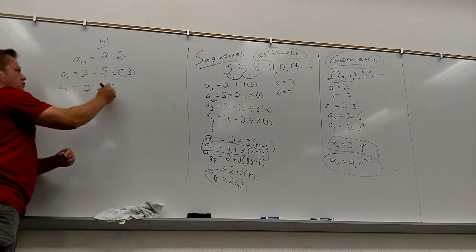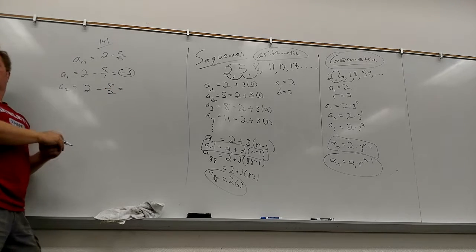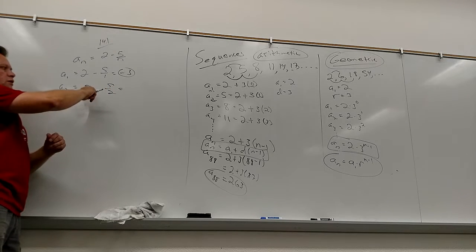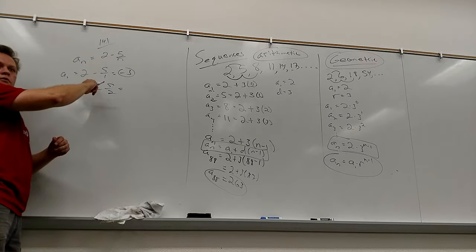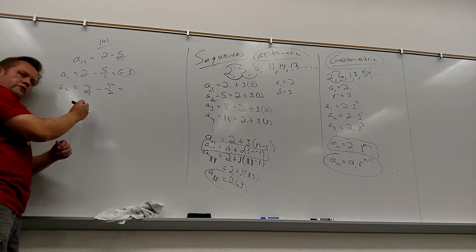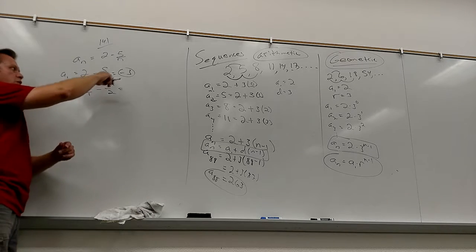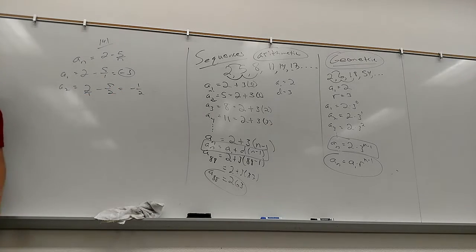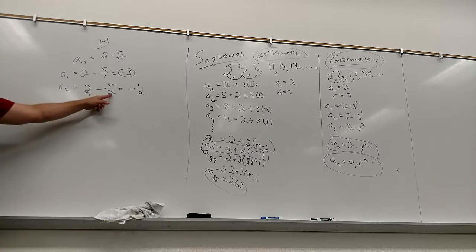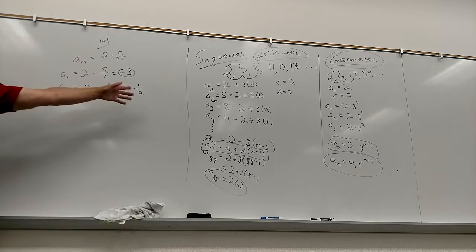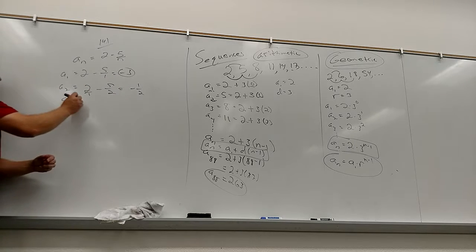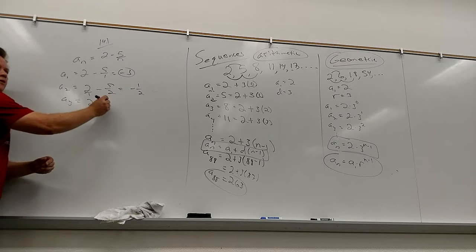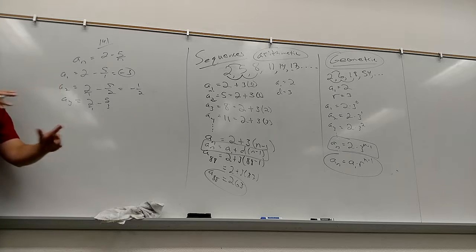2 minus 5 over 2. Yeah, so that would be 4 over 2, right? It's currently over 1, the LCD. 4 over 2 minus 5 over 2 is negative 1/2. Or you can think 2 minus 2.5 is negative 0.5. Negative 1/2, sorry. What would a3 be? 2 minus 5 over 3. Need the LCD.